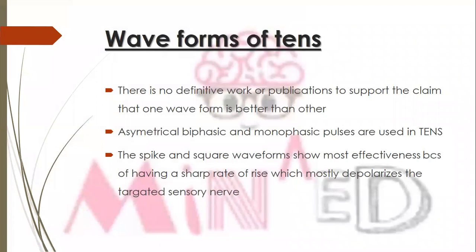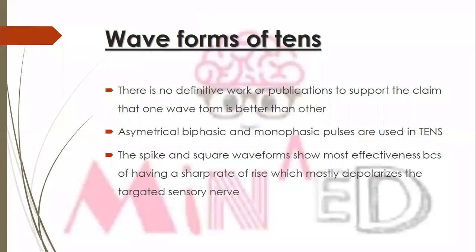The waveform of TENS: there is no definitive work or publication to support the claim that we can use this type of waveform, which may give a very positive result. So there is no definitive pathway or waveform. Asymmetrical biphasic and monophasic pulses are mainly used in TENS. The spike, you can get the diagram of that type of asymmetrical biphasic and monophasic on the net, or you can consult the book or Lodi. You can also go through the Clayton.